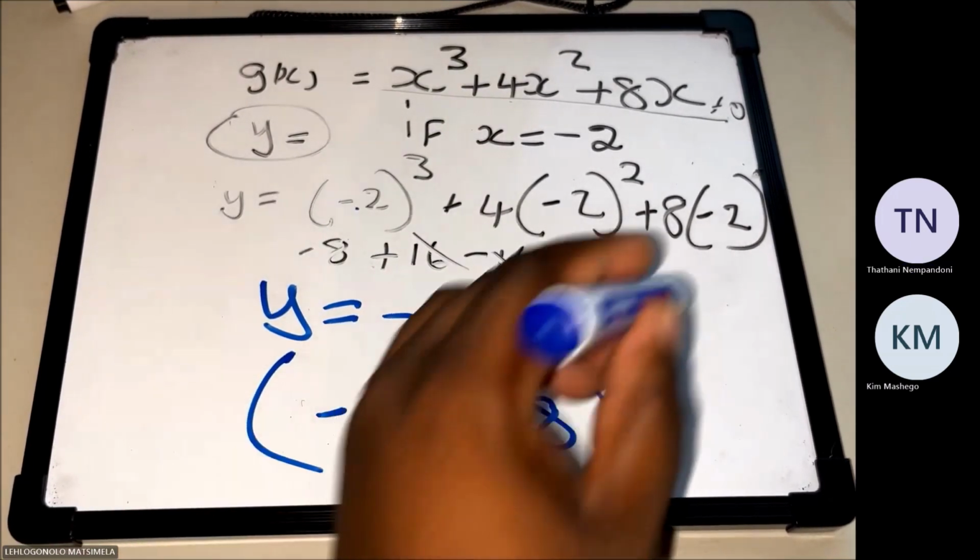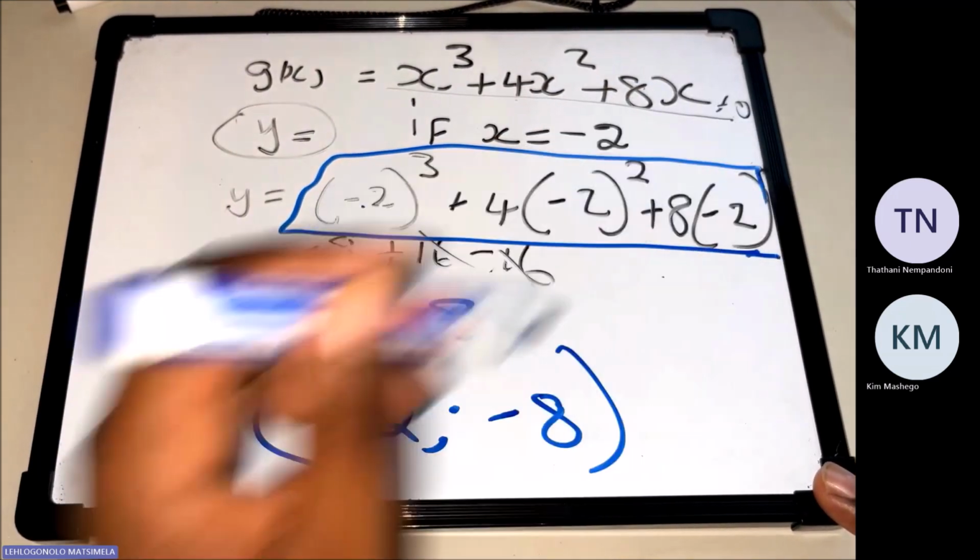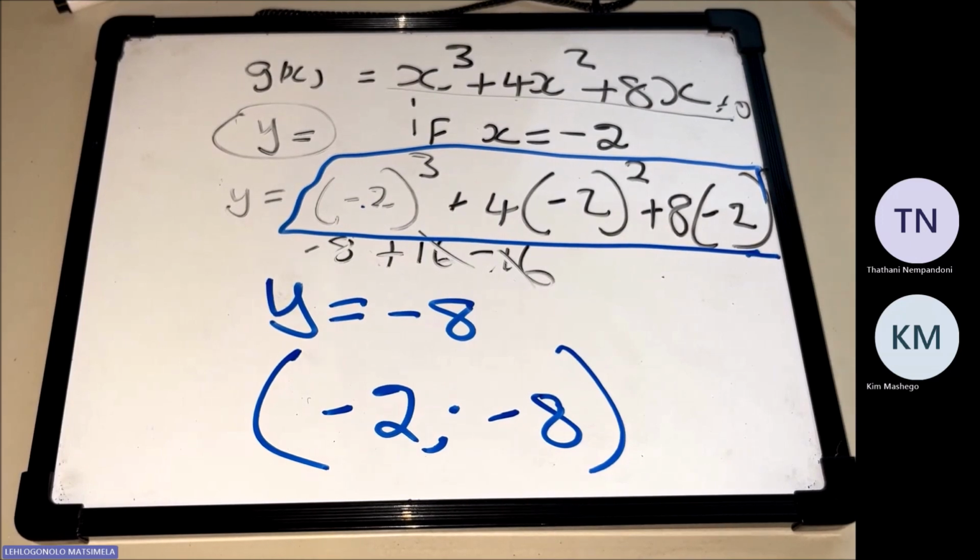Okay, yes, you just punch this thing on a calculator. Just that I'm not in a position of a calculator right now. You just punch this thing in a calculator, it will give you the value exactly. So on my side, it gives me minus 8.